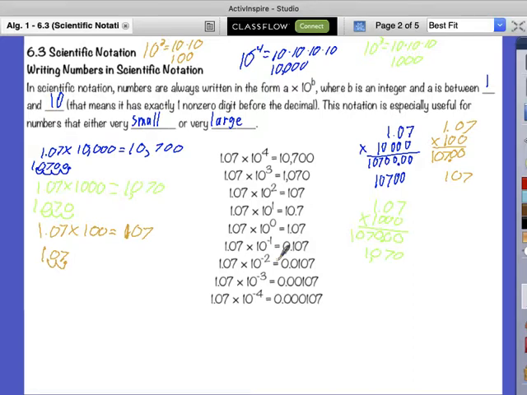How many times do you think we'll move it here? 4. 4 to the left. Negative means go left. Think of a number line. Negatives on the left, positives on the right. That's how many times we move the decimal from where it was originally, okay?